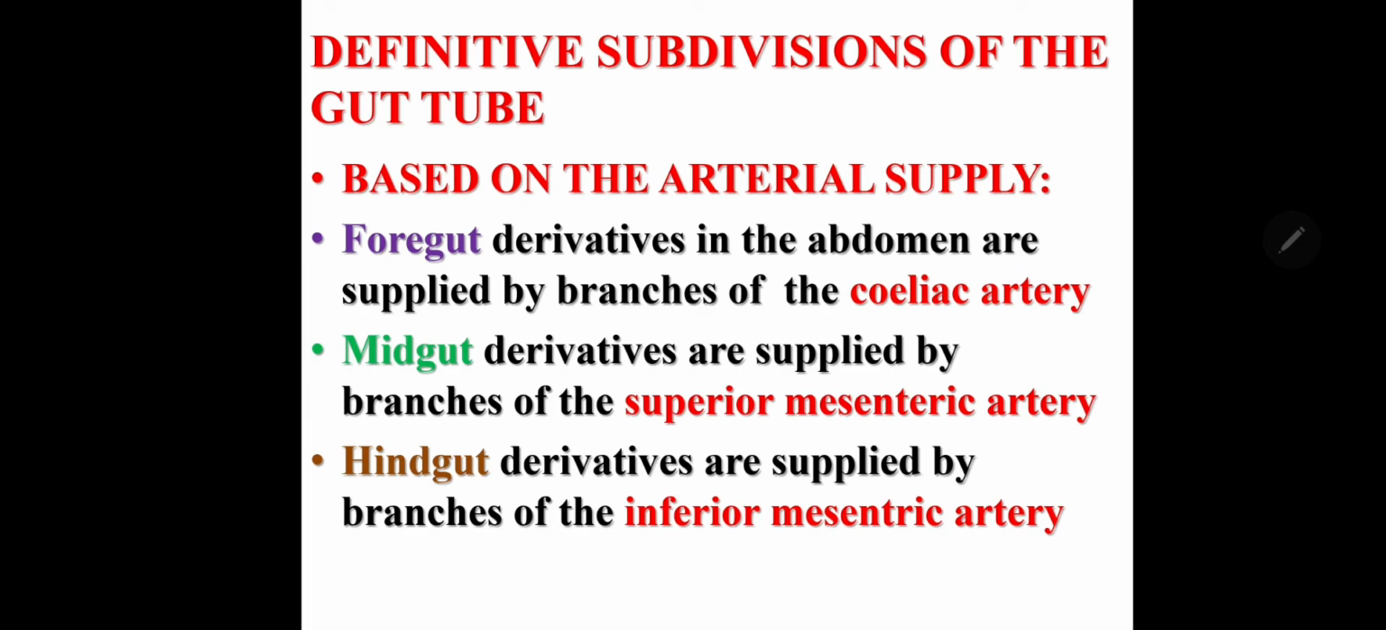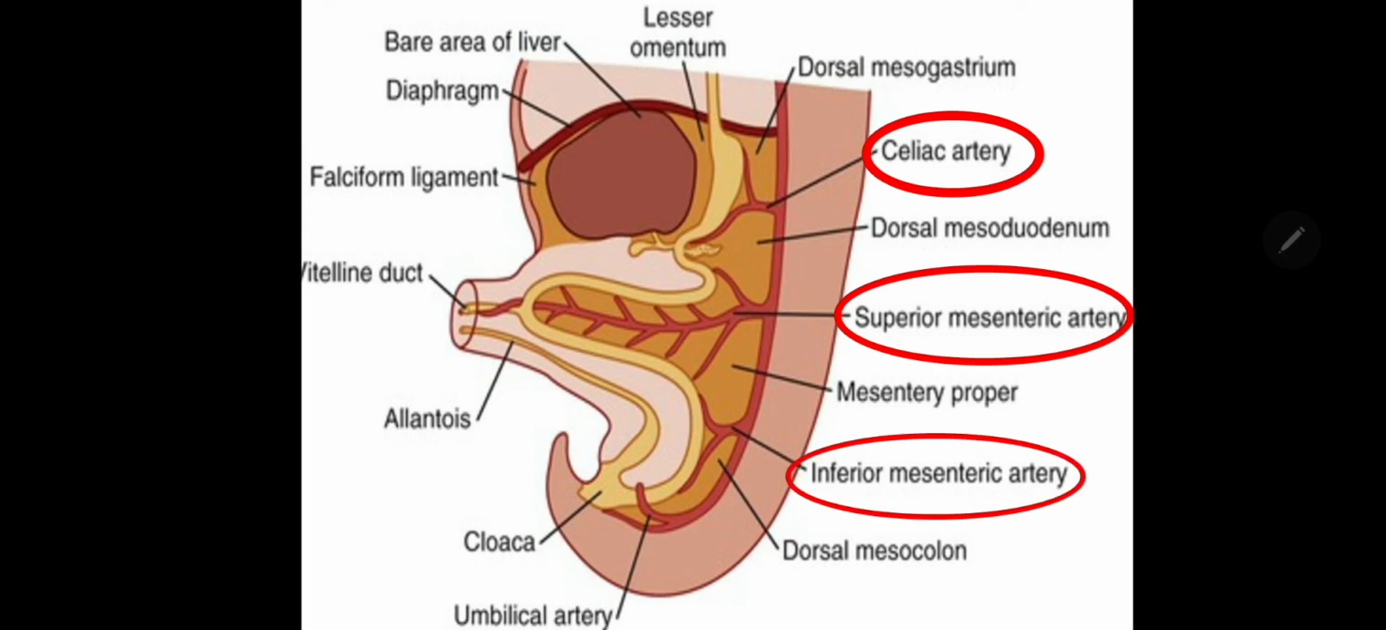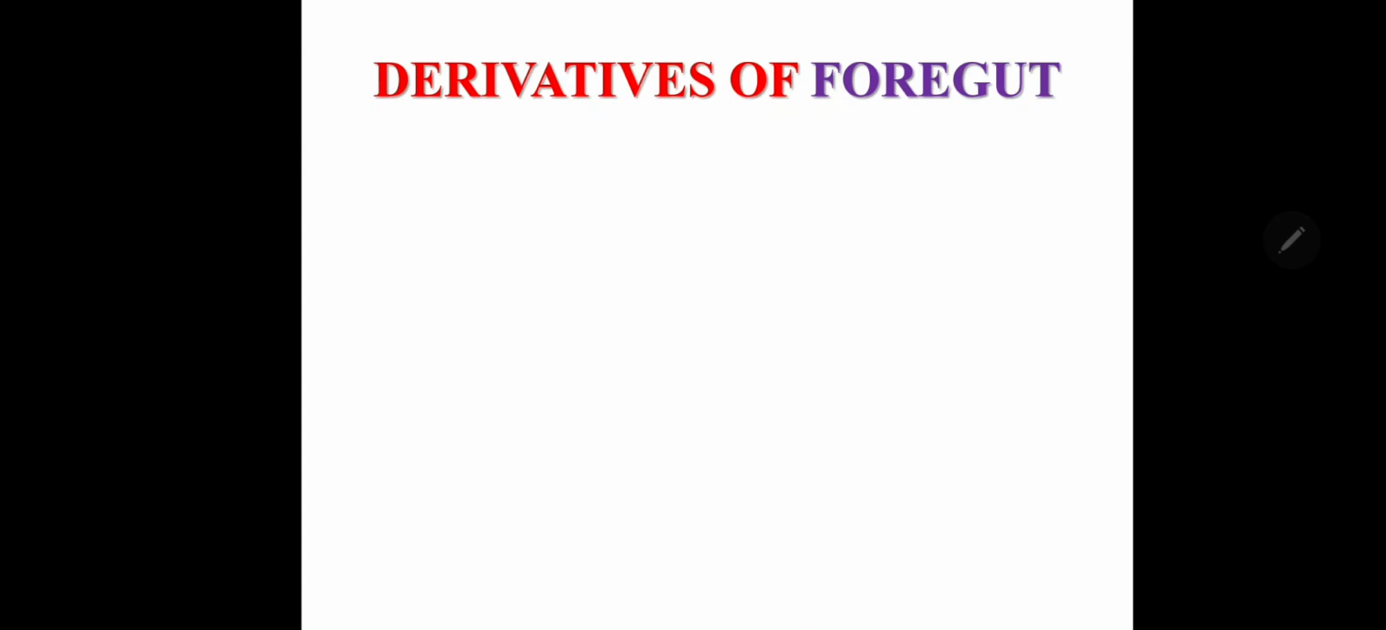So celiac artery is the artery of the foregut, superior mesenteric artery is the artery of the midgut, inferior mesenteric artery is the artery of the hindgut. So you can see here, celiac artery is supplying the derivatives of the foregut, superior mesenteric artery will be supplying the derivatives of the midgut, and inferior mesenteric artery will supply the derivatives of the hindgut. So what are the derivatives of these individual subdivisions of the definitive gut tube now?